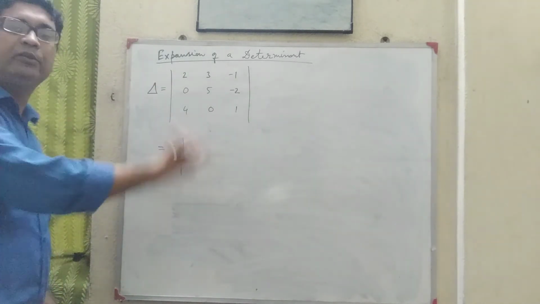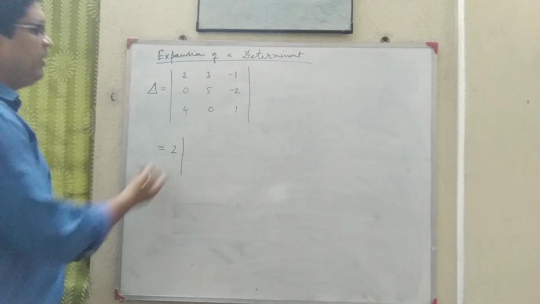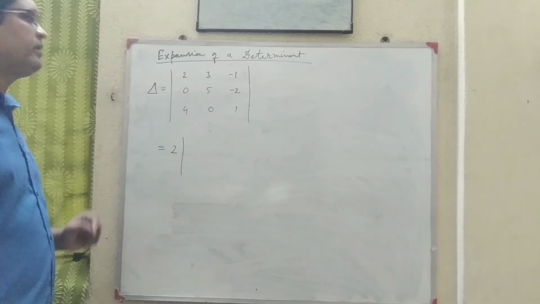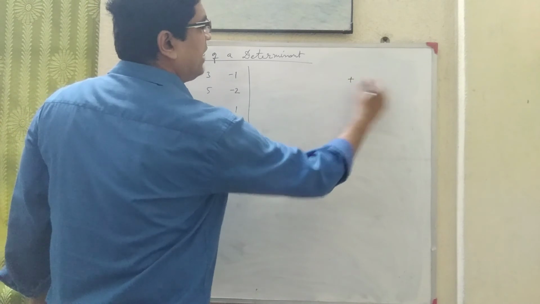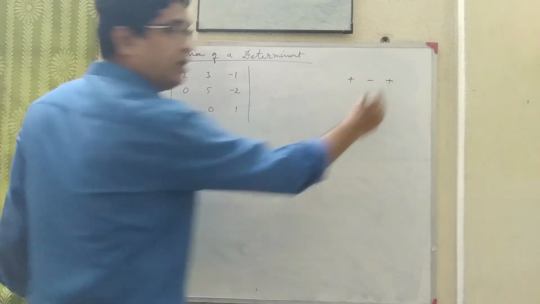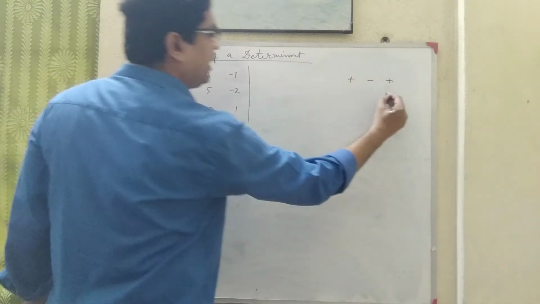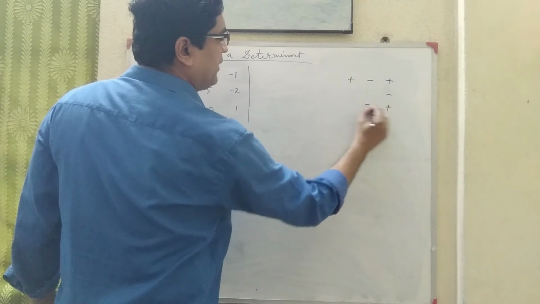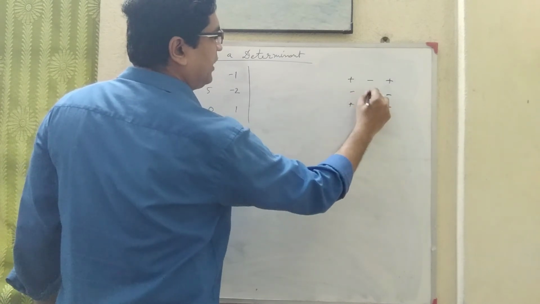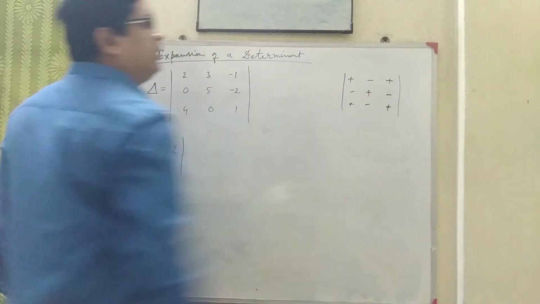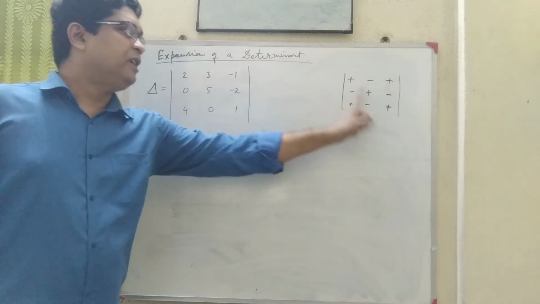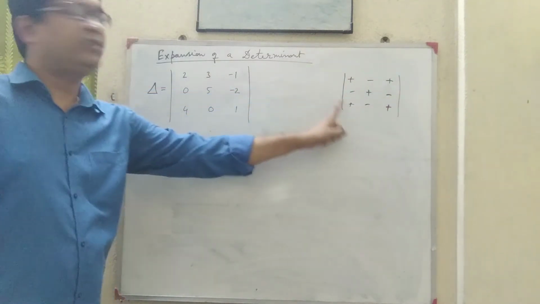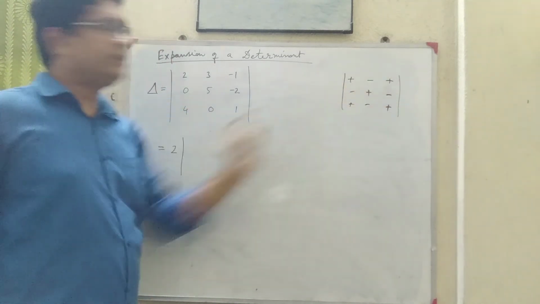Now 2 multiplied with its cofactor. What will be the cofactor of 2? Remember, for the cofactors we need to remember the sign. Plus, minus, plus, minus, plus, minus, plus, minus, plus. This is the shortcut to remember the sign. The top left-hand corner will always start with plus, then alternately it will change, plus, minus, in a chain.